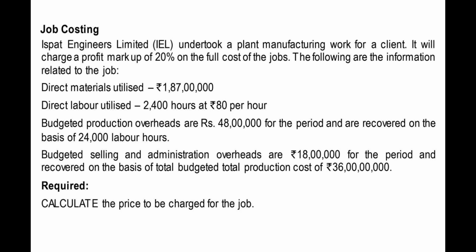Then the budgeted selling and administration overhead given in the problem is 18 lakhs. This is recovered using the production cost method. It can even be prime cost or some other percentage, but this company follows the production cost method for recovering selling and administration overhead. The budgeted production cost is also given in the problem, 36 crores. Based on this, we have to work out the total cost. On that total cost, we have to charge the margin. Then the resulting figure would be called the price of the job.